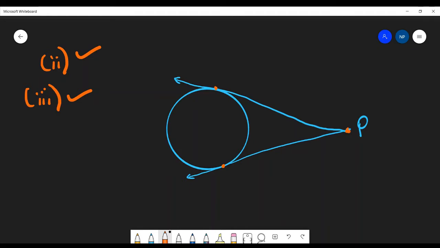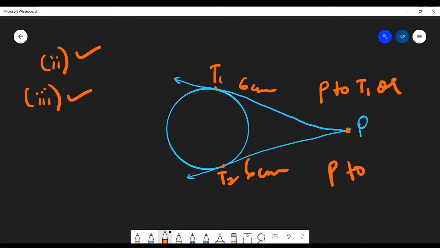Now there is a property of these two tangents, that the length of these two tangents are always equal. So suppose if this is 6 centimeter, this will also be 6 centimeter. And the length of the segment of the tangent from the external point P and the point of contact with the circle is called the length of the tangent. That means if I were to name this T2 and T1, so here they are saying P to T1 or P to T2 are known as the length of the tangent.